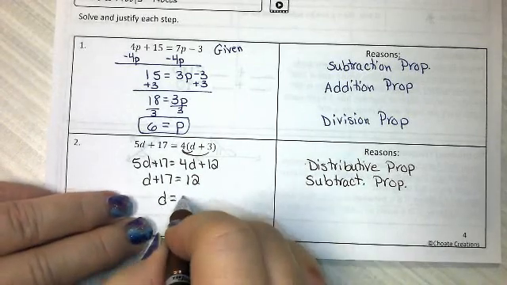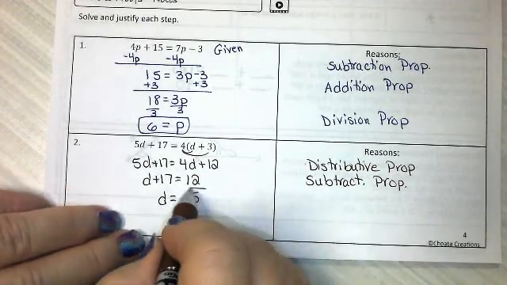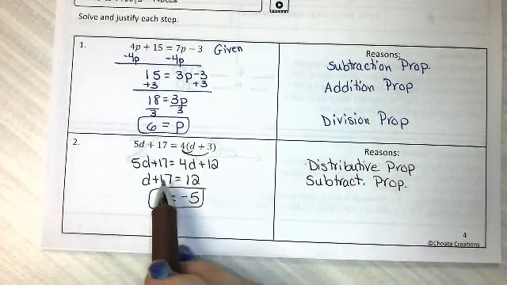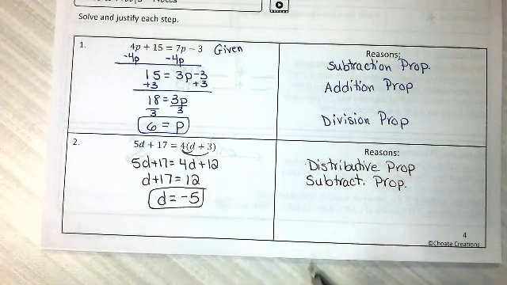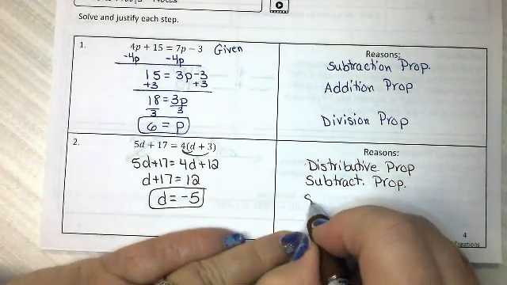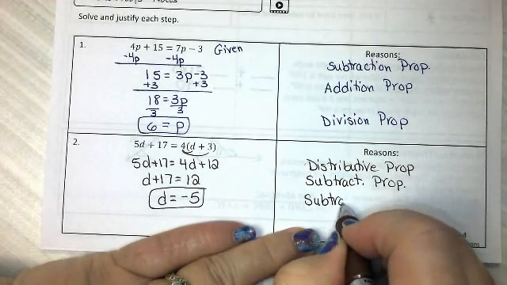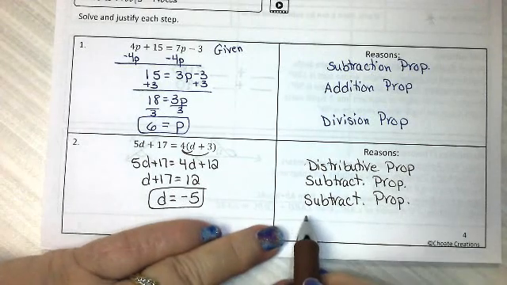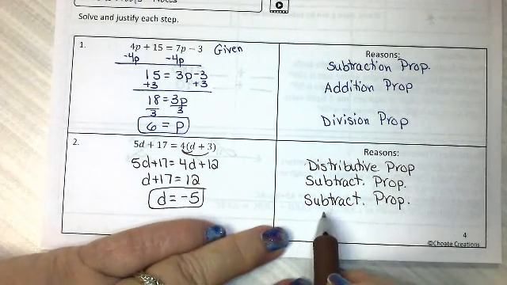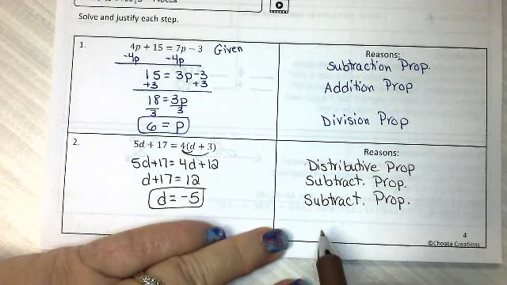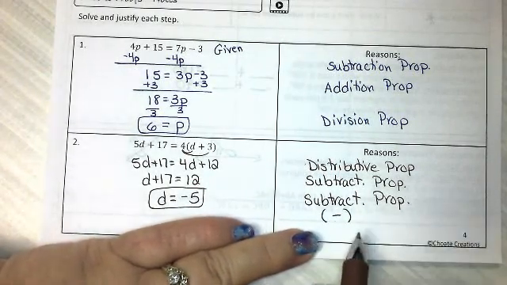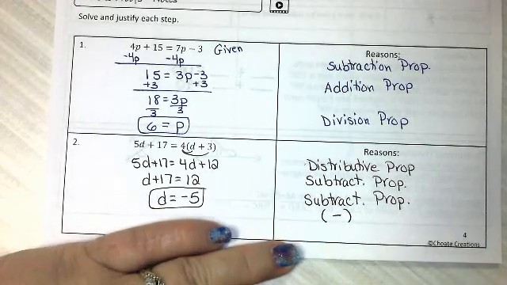So my next line, I'm going to write d equals negative 5. And you might ask, how did I get that? Where'd that 17 go? Why did 12 become negative 5? Oh, you subtracted 17 from both sides. So once again, I did the subtraction property. Be careful, if you abbreviate subtraction as SUB, we might get confused with the substitution property. So it's okay if you want to do this for subtraction property, but you don't want to confuse it with the substitution property.